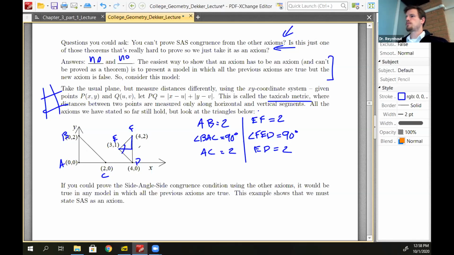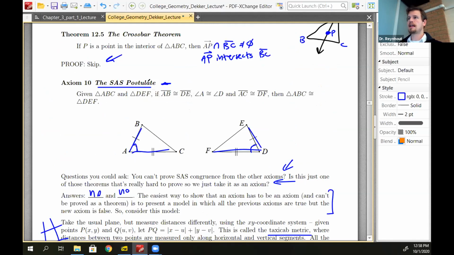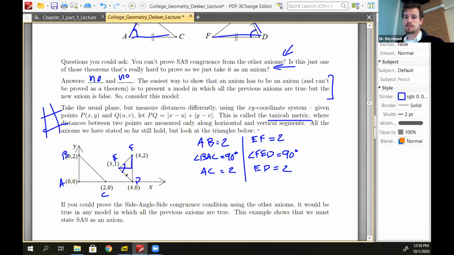Excellent. So this is why we know that it is an axiom instead of a theorem, because if we assumed all the previous theorems, we would be able to use this. Now, taking the side angle side postulate gives us that the taxi cab metric is not an appropriate metric in our space. But prior to that, there was nothing saying that we couldn't use a taxi cab metric. So it was perfectly acceptable, but this would violate the side angle side theorem. So it's not a theorem, it's an axiom.